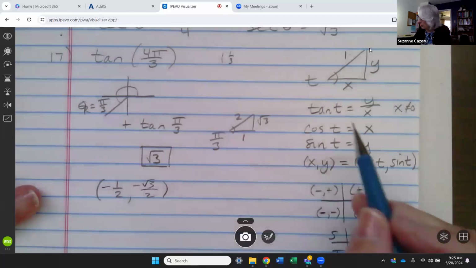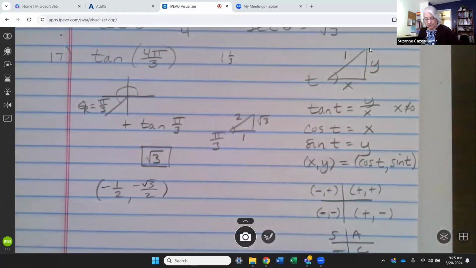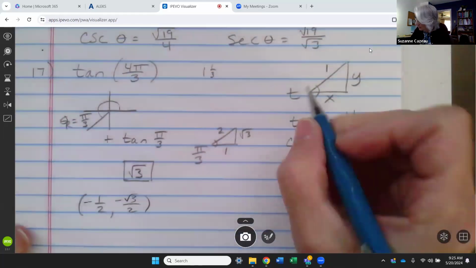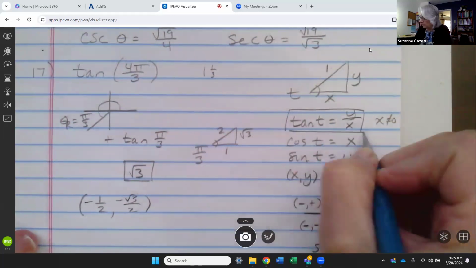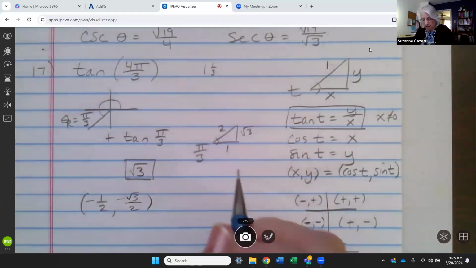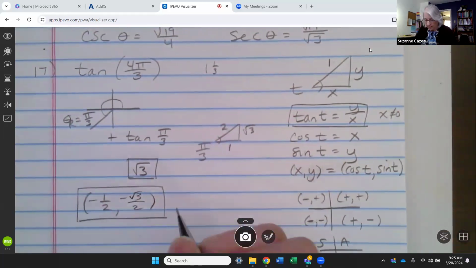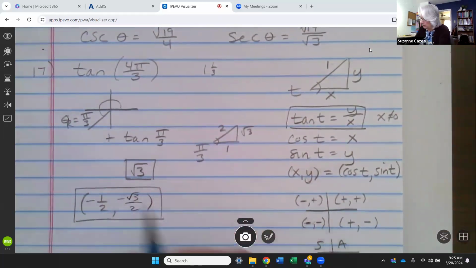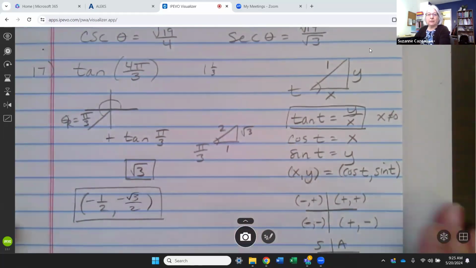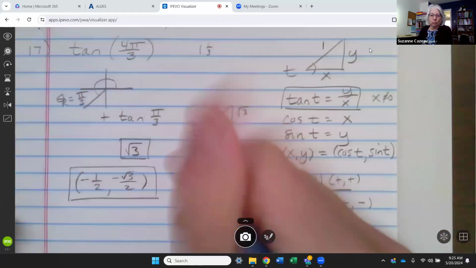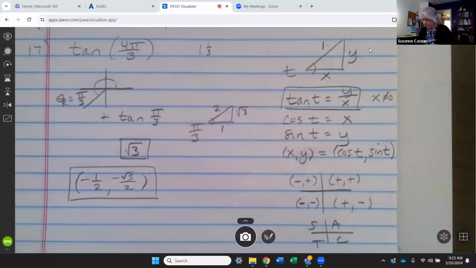You've got your tangent. What else are they asking for? Well, that's it. This is what they're asking for, the ordered pair, and then they ask for the root 3. I like to just work it all out, and then you can fill in the answers.